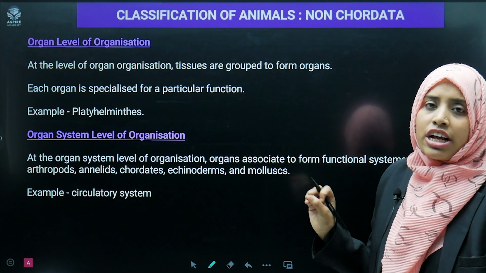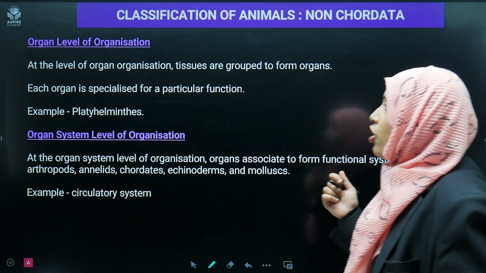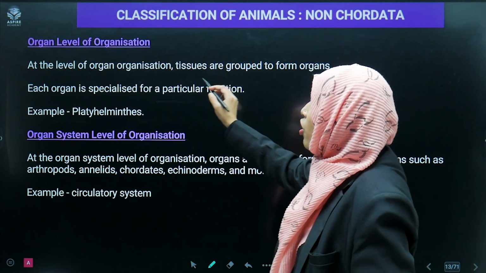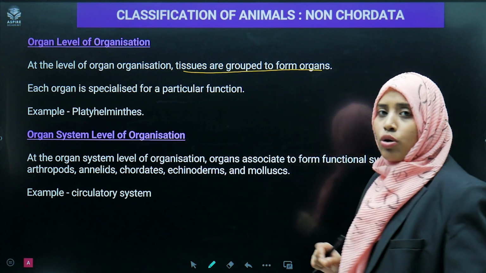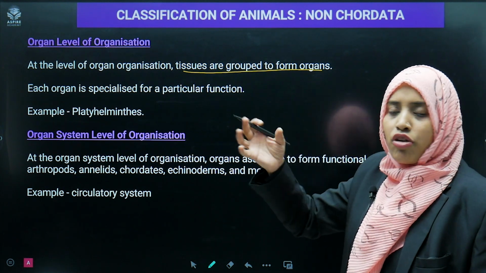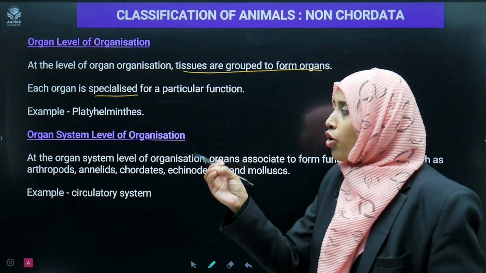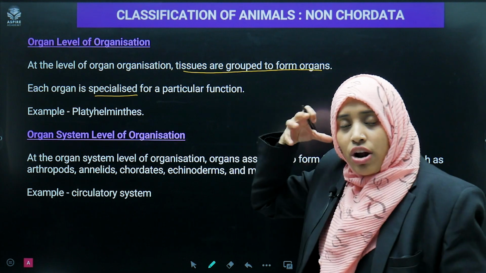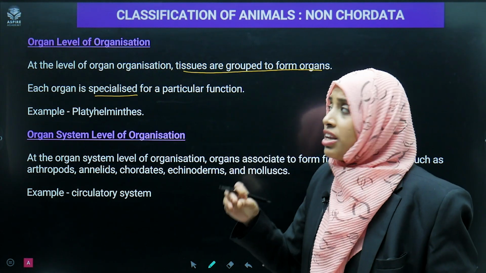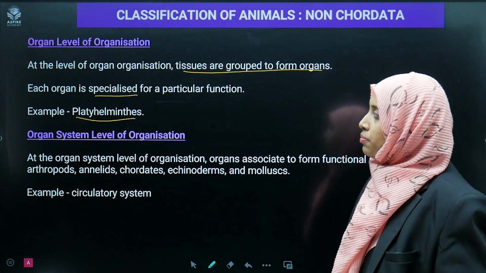Organ level of organization, जिससे पूरा organ system has been developed in the organism. At the level of organ organization, tissues are grouped together and they result in the formation of organs, and each organ is specialized, and we know different organs have their particular function. और ये चीज organ level means organ बन चुके हैं, ये चीज आप कहाँ देख सकते हो, phylum Platyhelminthes.